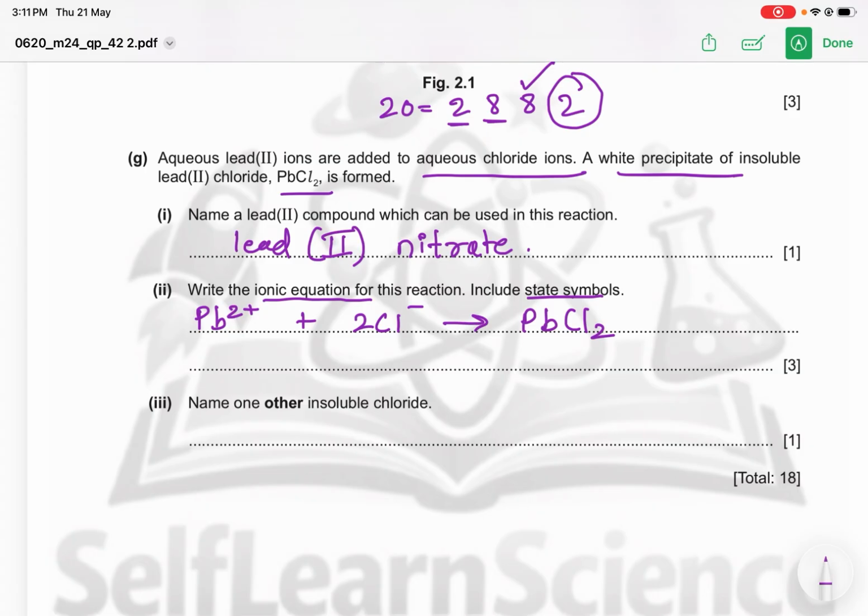Now we are supposed to write the state symbols. Now, how to understand what the state symbols will be? If you read the question again, they have said that aqueous lead 2 ions are added, meaning the lead compound which is being used is in its aqueous form, so we will write aq. Again, added to aqueous chloride ions, meaning the chloride compound which is used is also in its aqueous form. And we have got a white precipitate. Precipitate is always in the solid state, so the PbCl2 will have a solid here. So this is how we are supposed to write this ionic equation and score 3 marks.